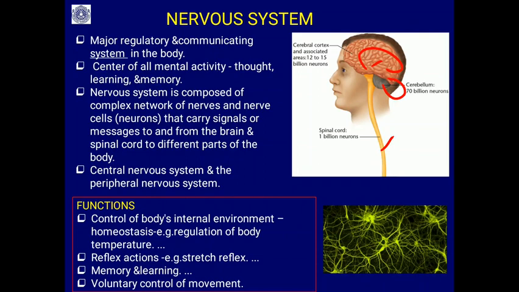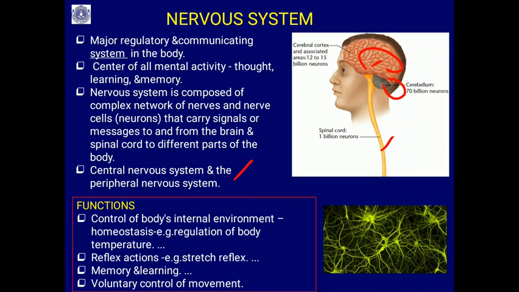Neurons are the structural and functional components of the nervous system. The nervous system has two types: the central nervous system and the peripheral nervous system. In this nervous system, neurons are interconnected to one another and communicate with one another, and they are responsible for the conduction of impulses or messages to and from the brain to the spinal cord and other parts of the body.